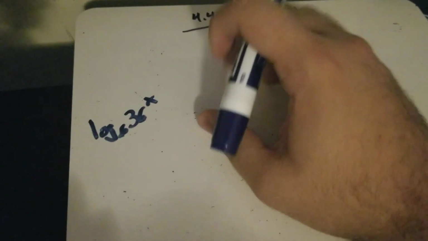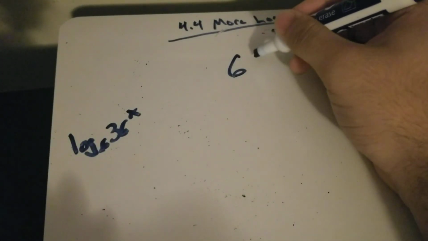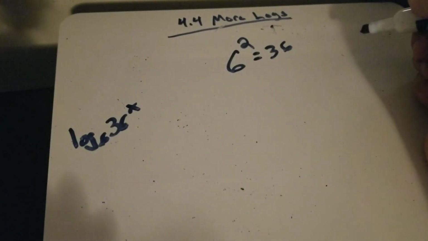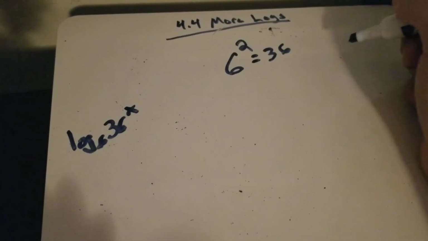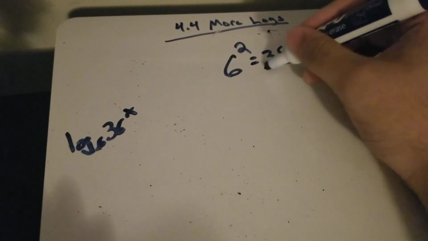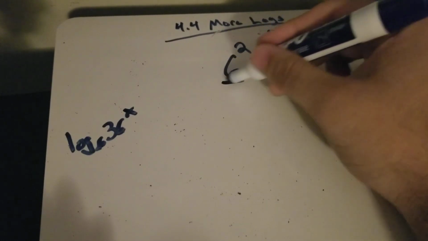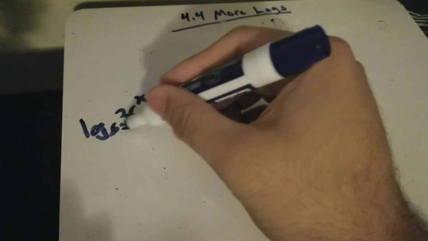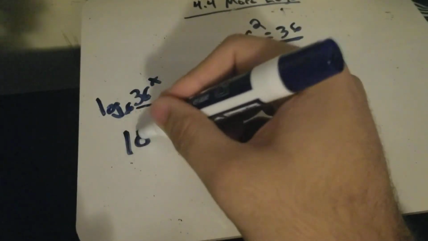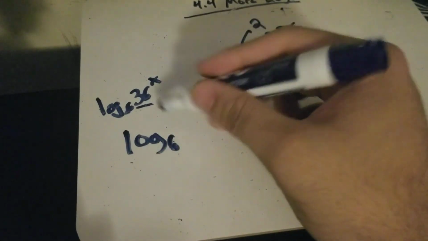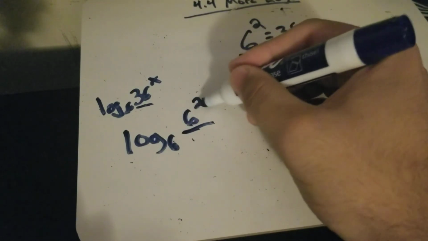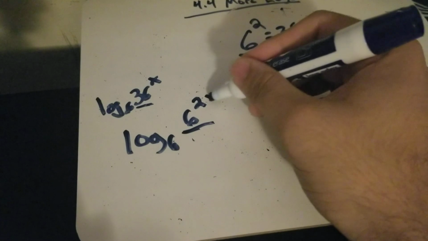Well, let's see. I know 6 and 36 have a special relationship. 6 squared equals 36. How can I use that to my advantage? Well, I know 36 equals 6 squared. So what I'm going to do is rewrite 36, so log base 6. I'm going to rewrite that 36 as 6 to the second power. That x was here, so we got to redraw that x, okay?